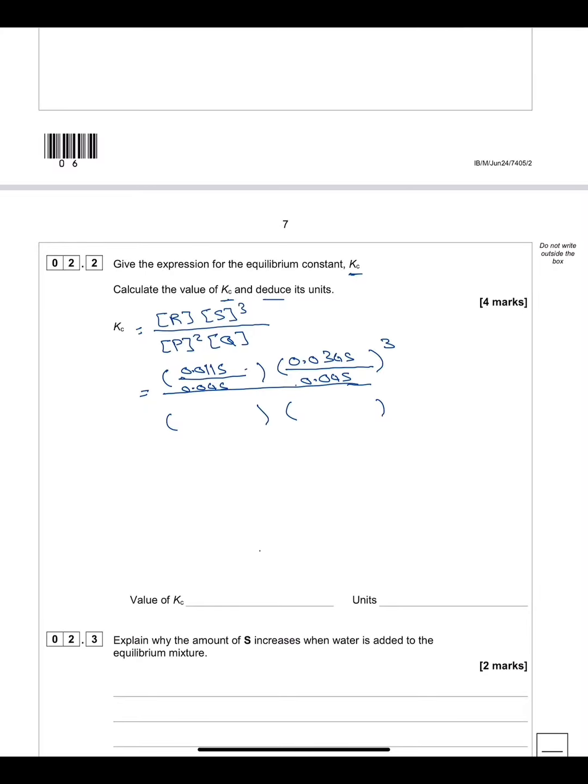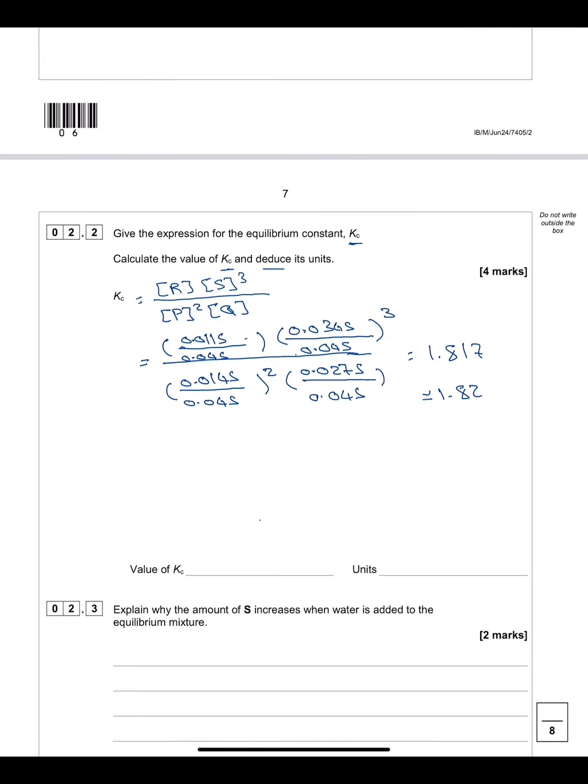And then for the concentration of P at equilibrium, the number of moles is 0.0145 divided again by 0.045. And this is squared because there are 2 moles of P. And finally, the Q, the number of moles at equilibrium is 0.0275 divided by 0.045. And when you do your calculation, you're going to find that the value of Kc is 1.817. So you can say it's almost 1.82.